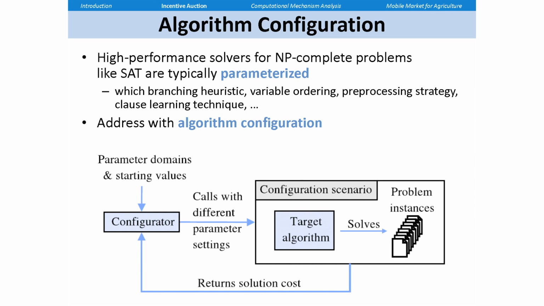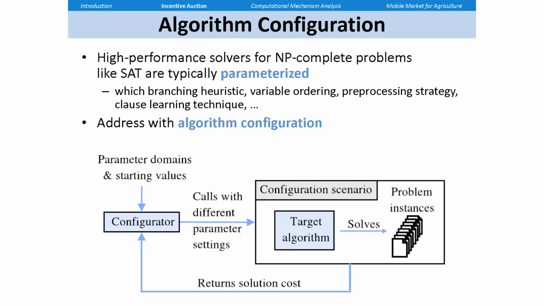As you're building this kind of algorithm, you tend to face a choice about how much preprocessing should I do? Should I branch this way or that way? Which variable should I consider first? And the authors of these algorithms can and typically do expose those choices to the end user as parameters so they can be changed at runtime.